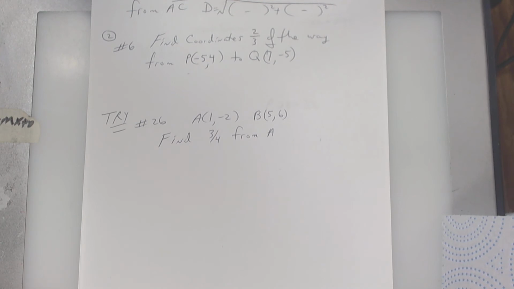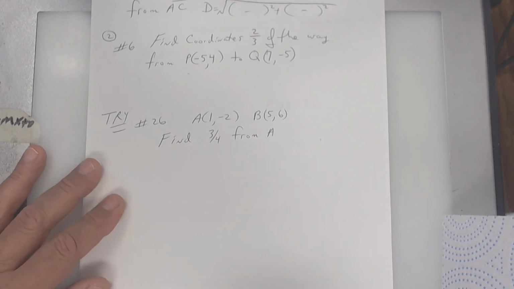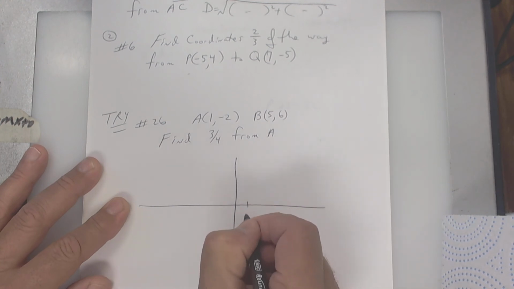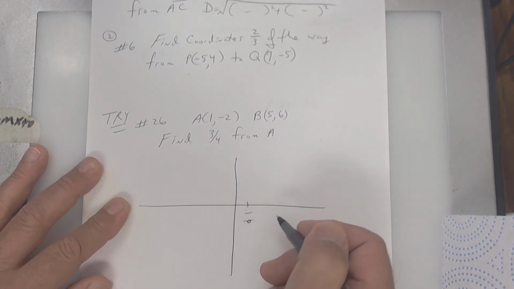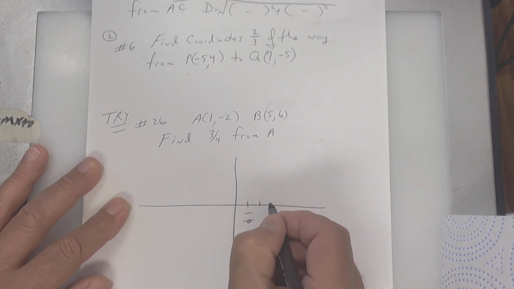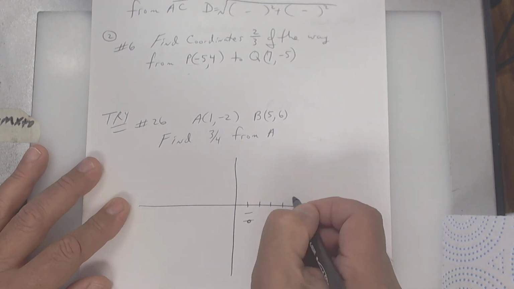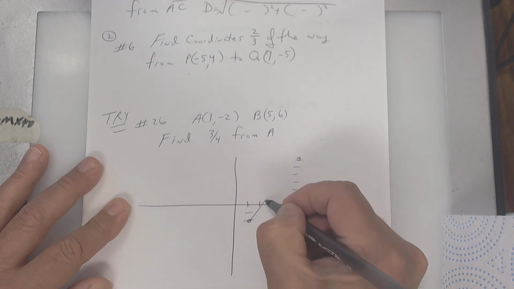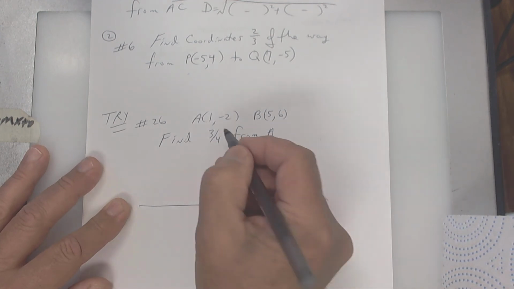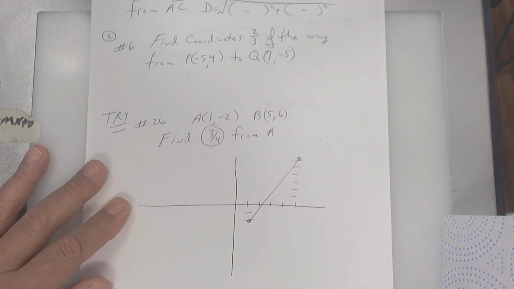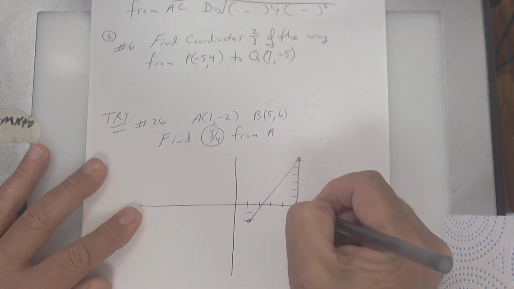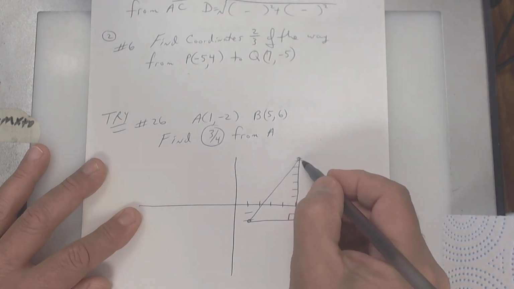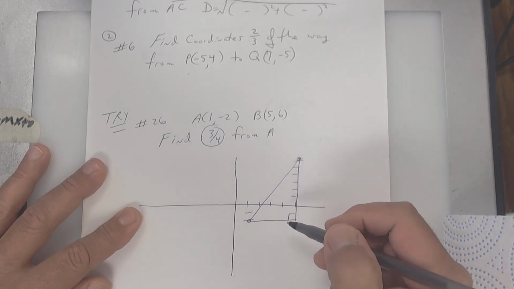I want you to graph the points. So it'll go over 1, down 2, and then go over 5. 1, 2, 3, 4, 5, and then up 6. 1, 2, 3, 4, 5, 6. Put a dot, and then draw this up. This one says 3/4 of the way. So square this off, like this. Put a box. Figure out the distance from here to here. You could count the steps.